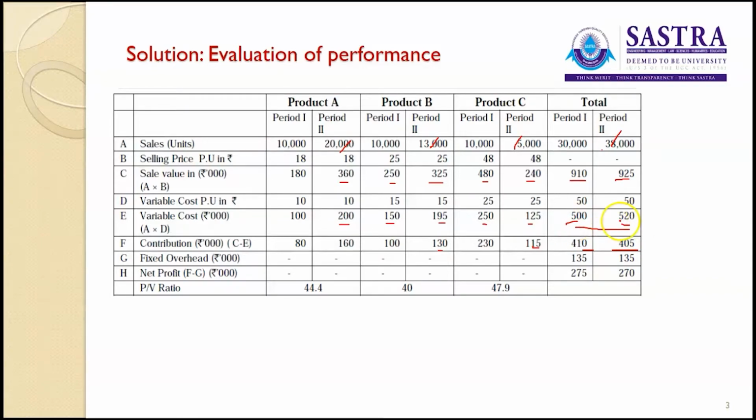See here, 520. So because of the increase in the variable cost by 20,000, now we have a decrease in the contribution by 5,000. Now the fixed overhead being the same, the net profit again decreases by 5,000.